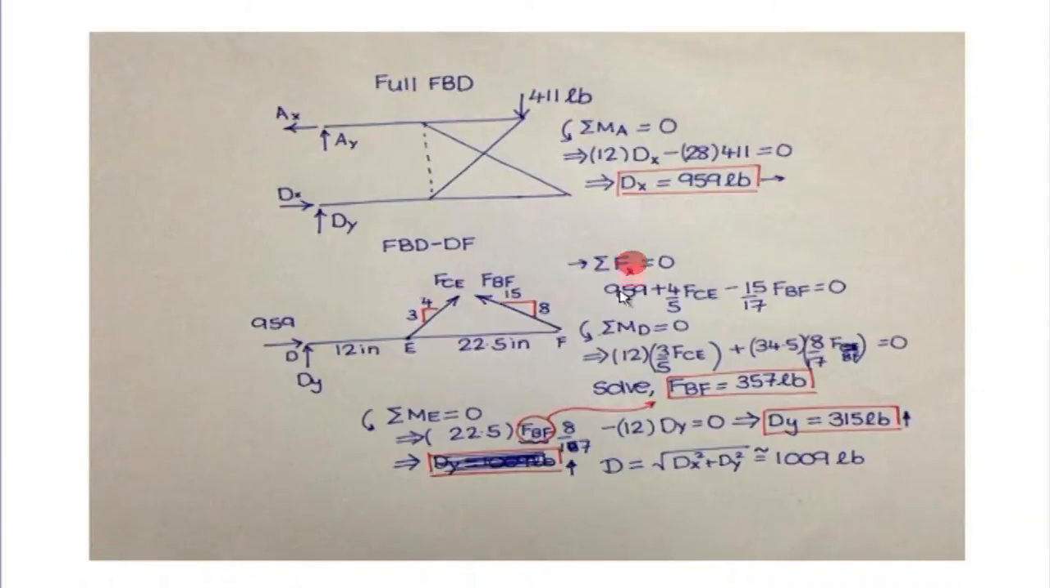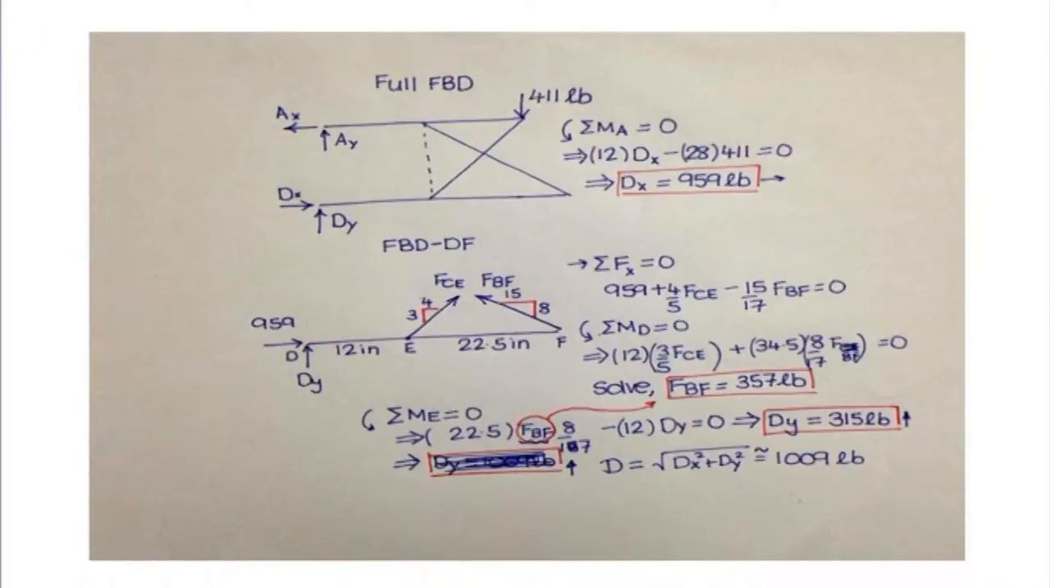And so the total reaction at D will be the square root of Dx squared plus Dy squared, which is approximately 1009 pounds. And the angle will be tan inverse of Dy by Dx. And the corresponding force in member BF is approximately 357 pounds. Reasonably straightforward problem, but just a proof of principle that we had discussed one particular method of solving this problem, and this is a problem that we actually went ahead and solved.